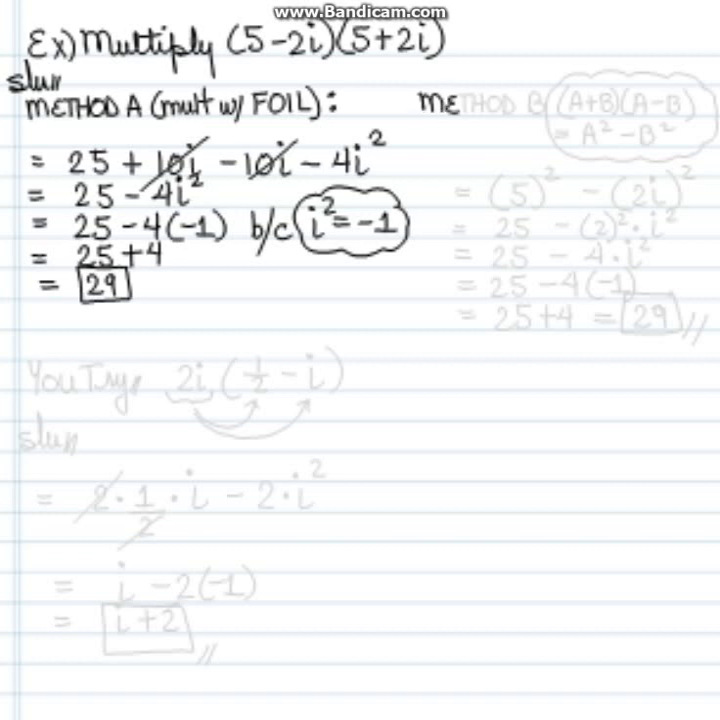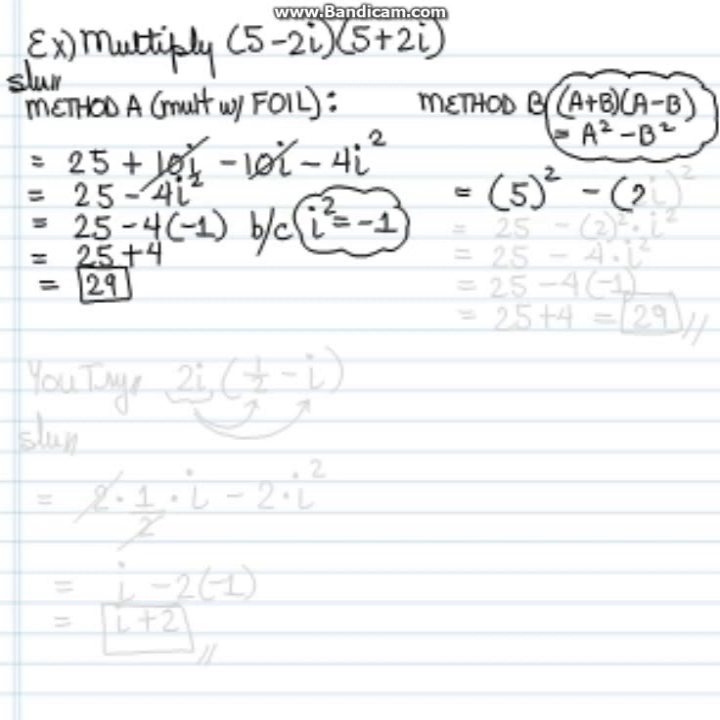Okay, method B involves close observation of the question. You'll notice these two values in parentheses are conjugates of one another. They differ only by the sign in the middle, so we can use the formula for conjugate multiplication. A plus B times A minus B equals the first dude squared minus the last dude squared.